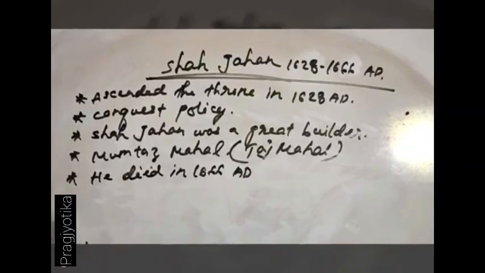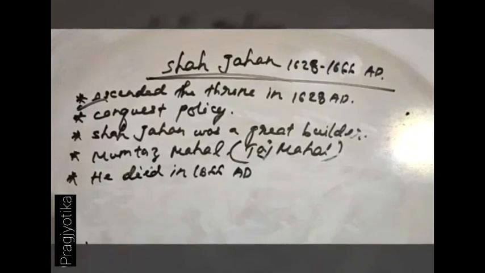Now, Shah Jahan was the son of Jahangir, who sat on the throne in 1628 after the death of his father Jahangir. Now, just like his father, Shah Jahan also continued the conquest policy and expanded the Mughal Empire. He led a number of military campaigns during his rule, and in fact he also crushed the rebellion of Khan Jahan Lodi, who was then the governor of Deccan.